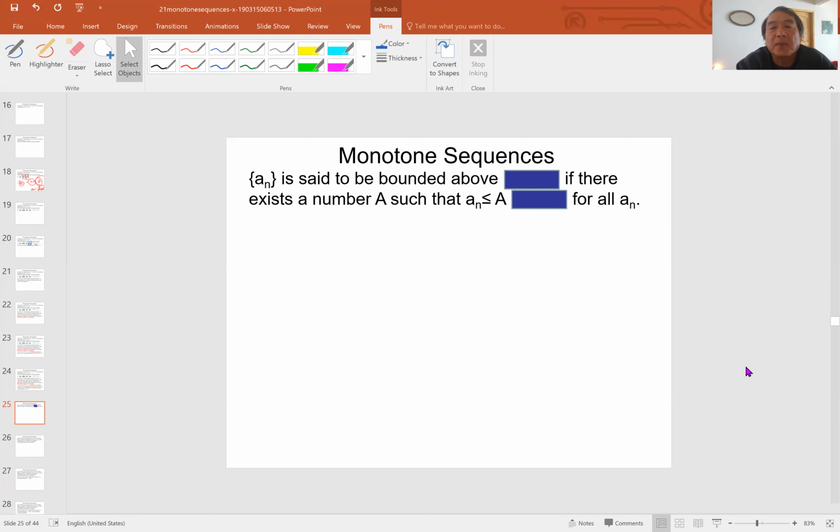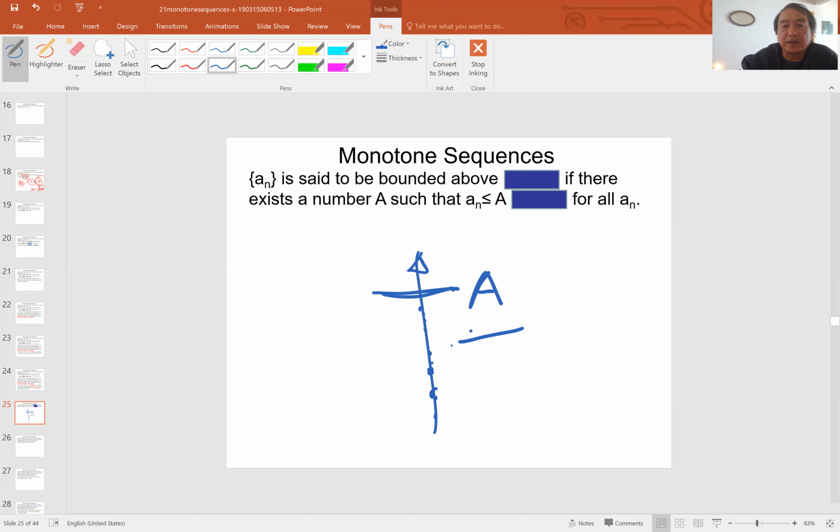We say a sequence is bounded above if there's a number A, like we just drew before, that's on top of it. Here's a number A, and the sequence is bounded above. If everybody in the sequence is down here, below A, okay, so there's a ceiling. So bounded above, we can view A as a ceiling.